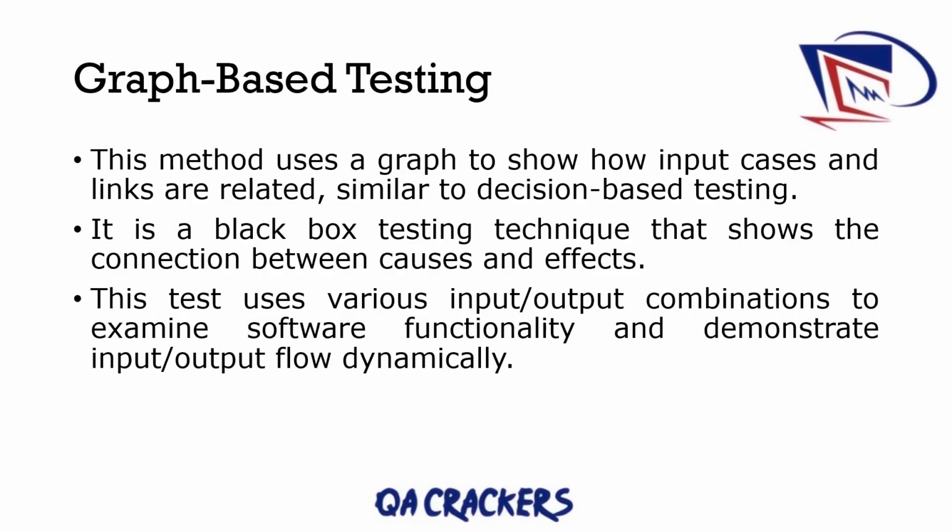Graph-based testing. This method of black box testing uses a decision-based approach, taking into account the relationship between links and input cases. A graph is drawn to show the link between causes and the effects which trigger them. This test uses varied input and output combinations to illustrate software performance in a dynamic way.